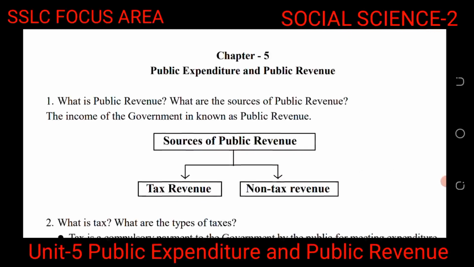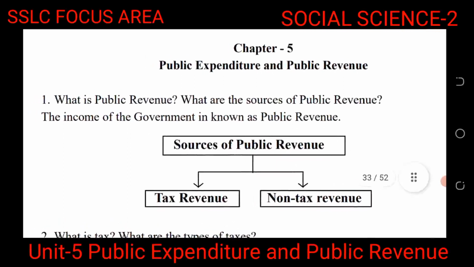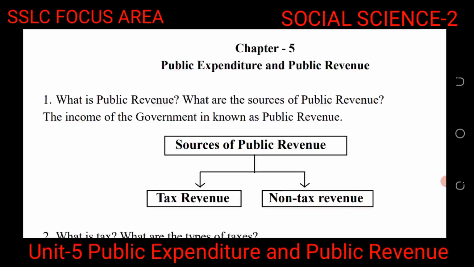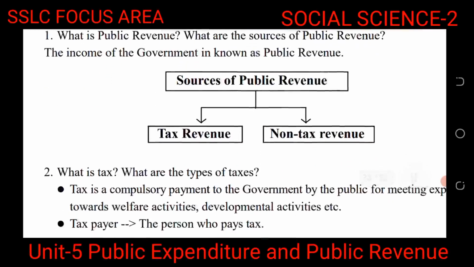What is public revenue? What are the sources of public revenue? The income of the government is known as public revenue. What are the sources of public revenue? That is tax revenue and non-tax revenue.